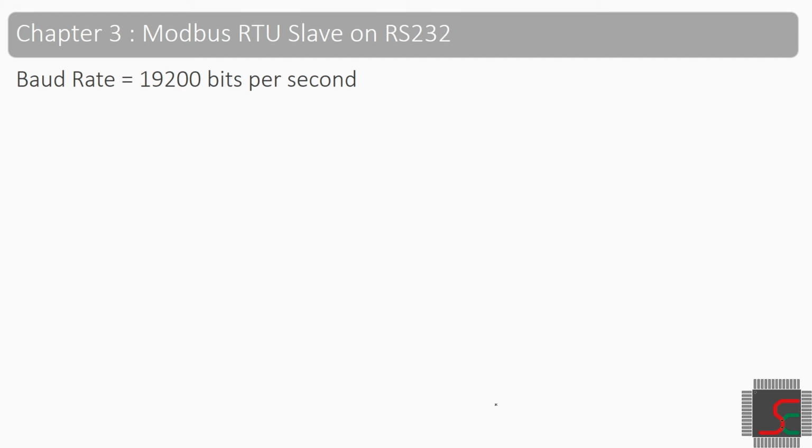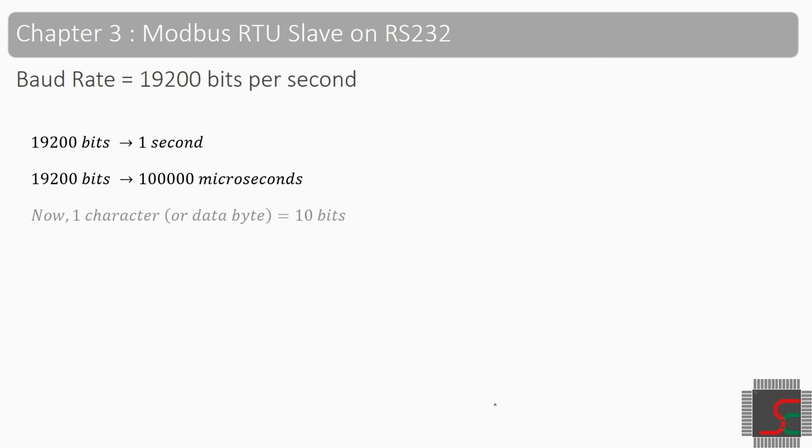So we considered a baud rate of 19,200 bits per second. So I converted these seconds into microseconds. So it becomes 19,200 bits per 1 lakh microseconds. Now one character of data is equal to 10 bits. Yes, you read that right.